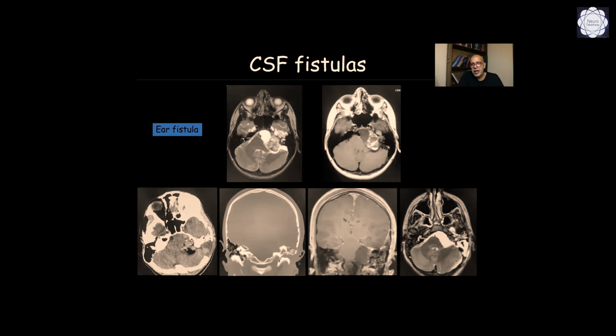This is another case of CSF fistula. This was a teratoma of the cerebellopontine angle. This was approached via a temporal retrosigmoid approach, but unfortunately there was a lesion of the petrous bone with CSF fistula from the middle fossa to the middle ear that had to be treated with the placement of aponeurosis at that level.